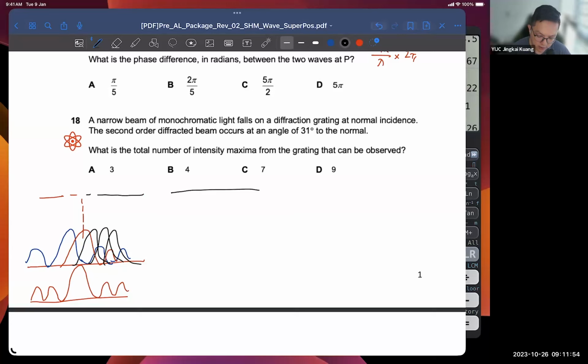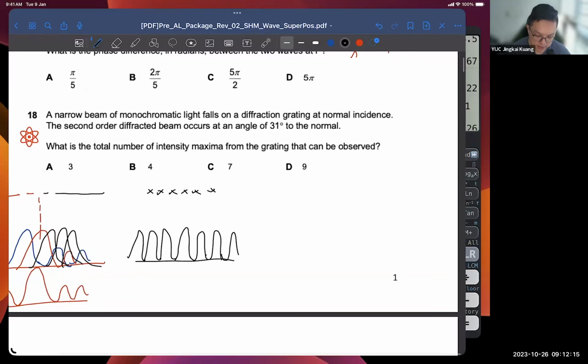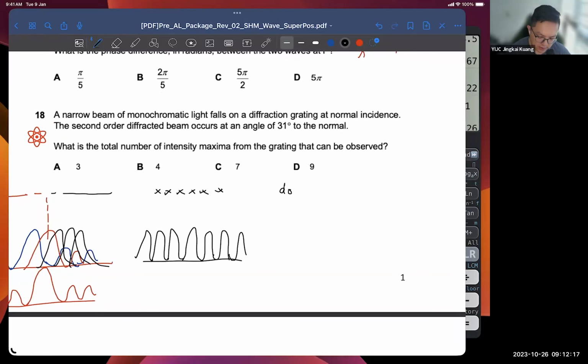So let's say you have multiple sticks here. This is your diffraction grating. What you end up forming is a central one, and then the rest are all quite evenly defined like that. So this is what you have when you form your diffraction grating. And the formula is quite straightforward. It's just d sine theta equals n lambda.